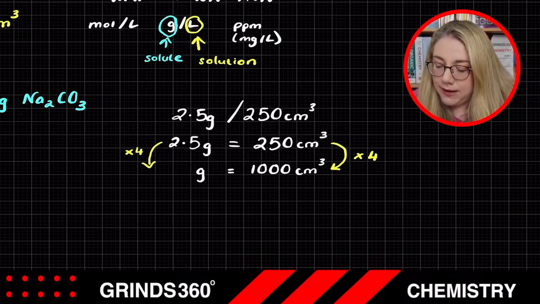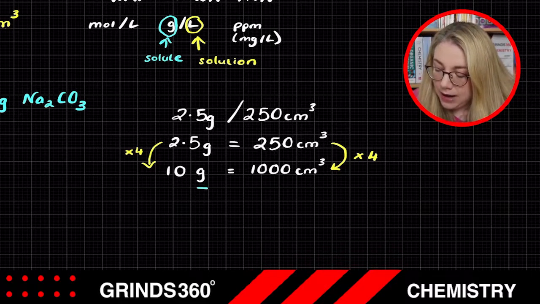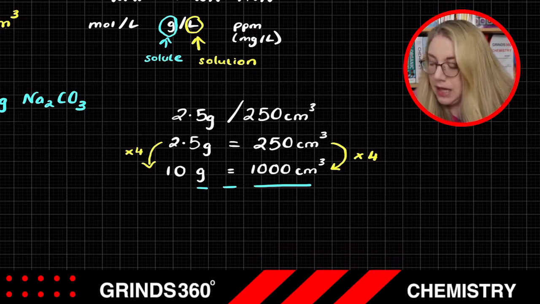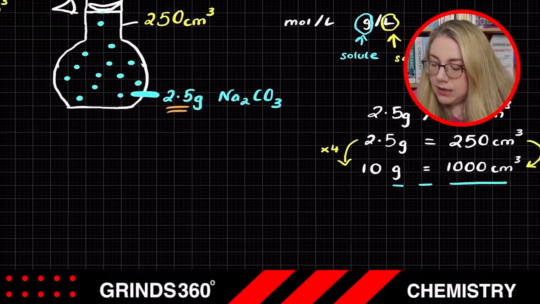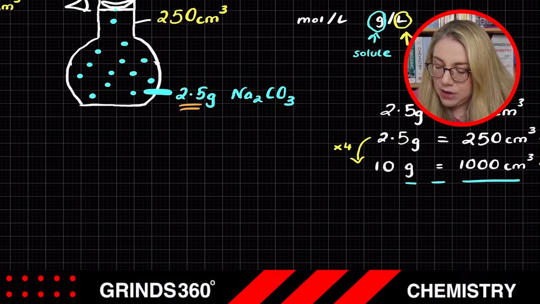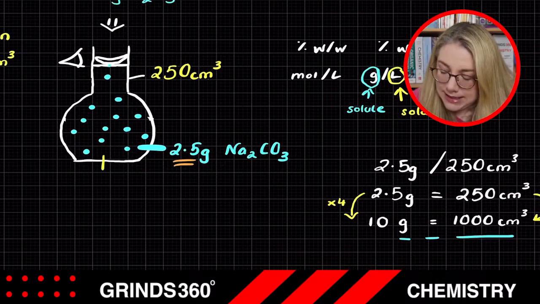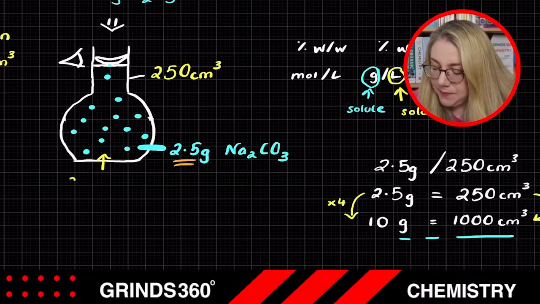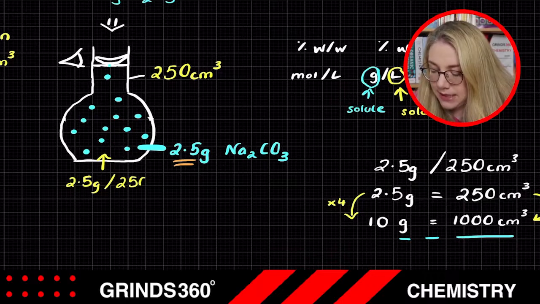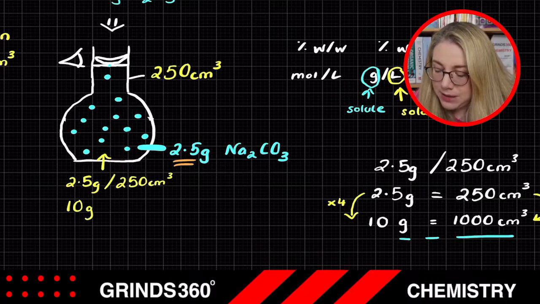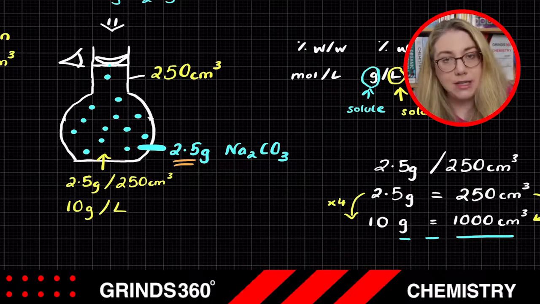I take 2.5 and I multiply it by 4. That will give me 10 grams per litre. So if I go back over to my original solution over here, now we're going to keep track of our concentration underneath. The liquid that's inside that volumetric flask was 2.5 grams per 250 centimeters cubed as one concentration unit, but we've just worked out that it would be 10 grams per litre.